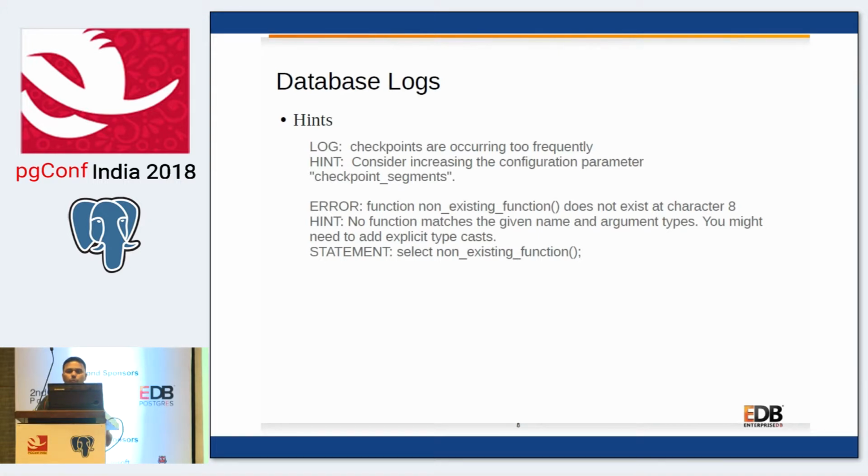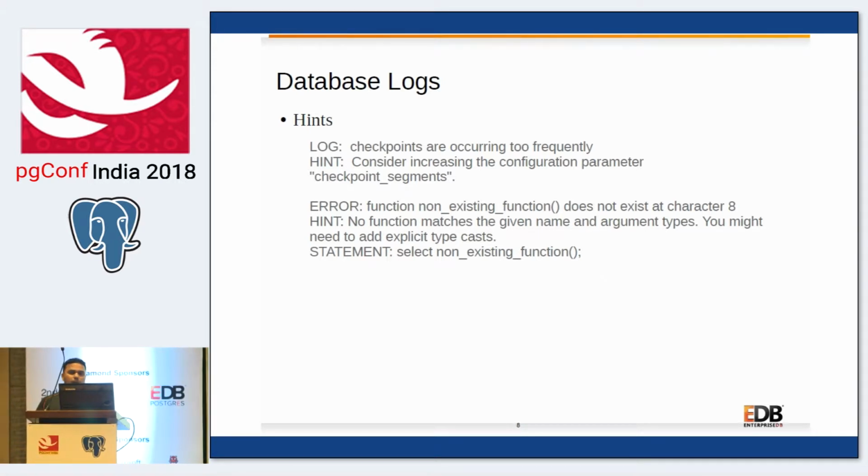Similarly, if someone is trying to call a function wrongly, you would get a hint message saying that you need to pass some parameter to this function. Or maybe you do not know the exact prototype of the function, so you need to pass so and so parameters. You would get such hint messages for that.